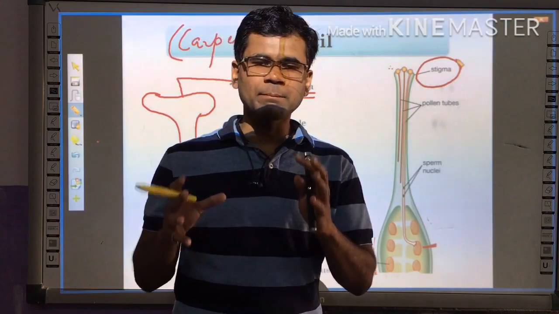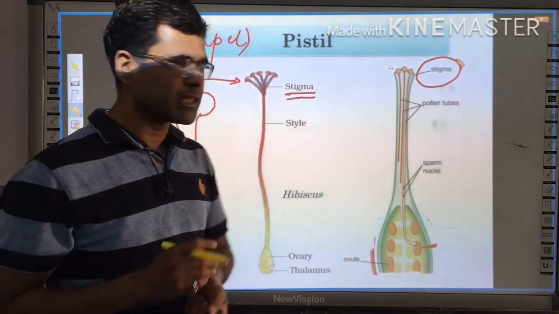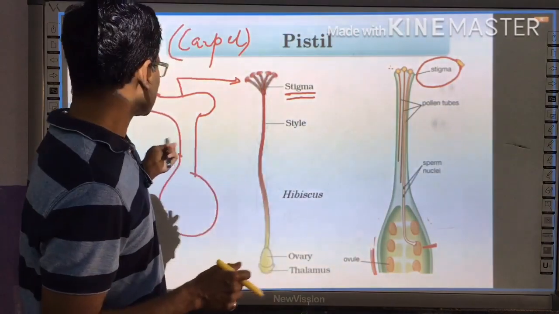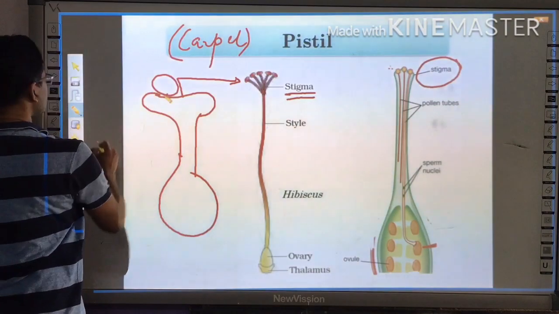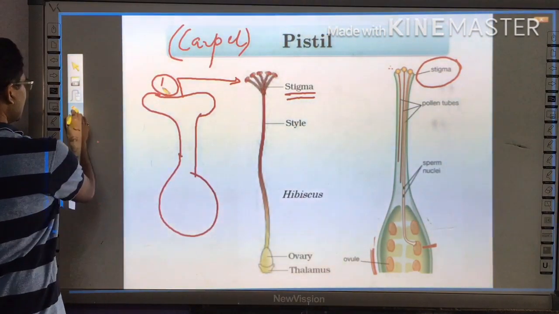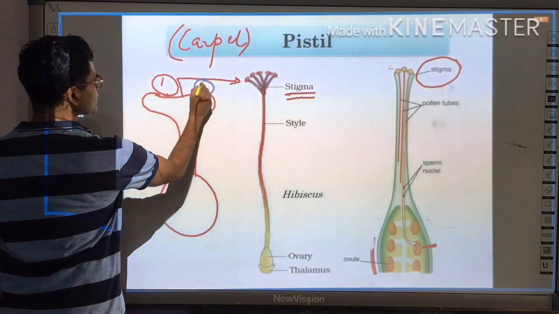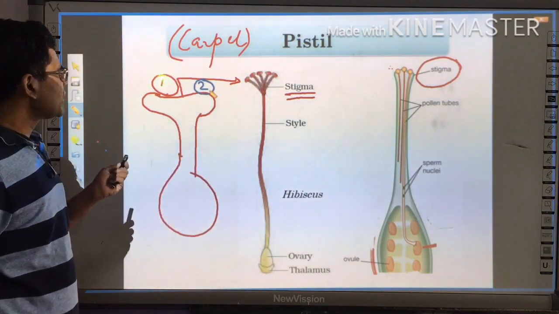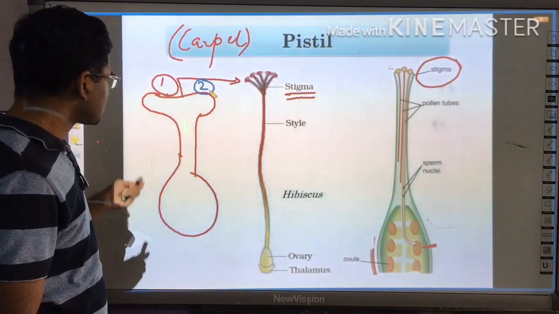Now what do we mean by compatibility? That we have already discussed. Take an example, again let me explain here. For example, on this stigma, if there are two pollen grains, suppose this is pollen grain 1 and suppose this is pollen grain 2. From pollen grain 1 and 2, suppose pollen grain 1 belongs to the same species.